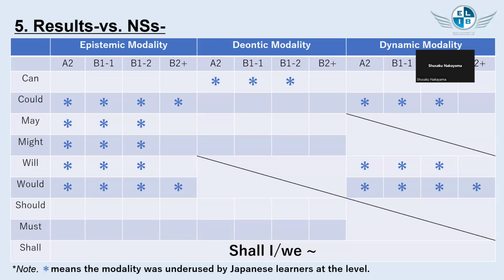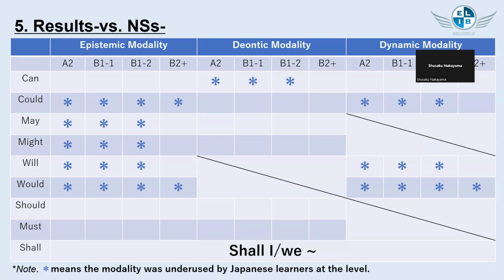Here are the results of the Steel's test on comparisons between Japanese learners and native speakers. The asterisks in blue indicate the modality underused by Japanese learners at a statistically significant level. First and most importantly, all the modalities for which significant differences were found were those that learners underused. Overall, those modalities were underused by learners at all the four proficiency levels.